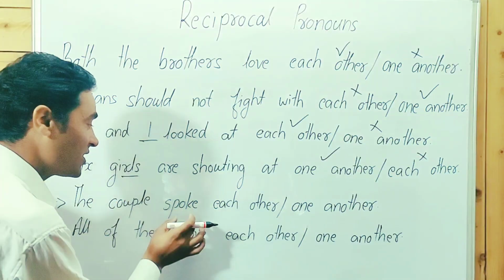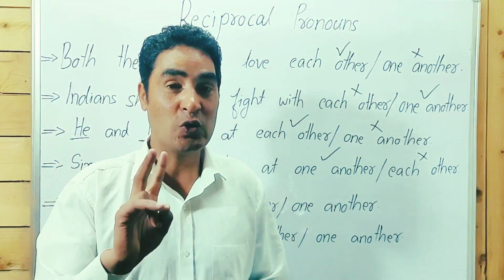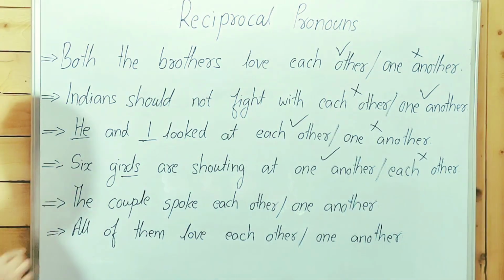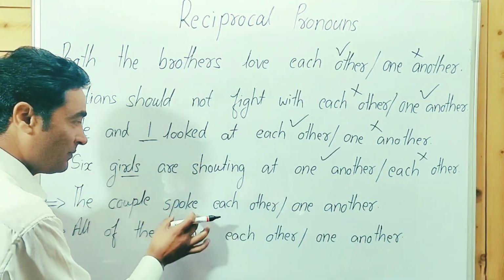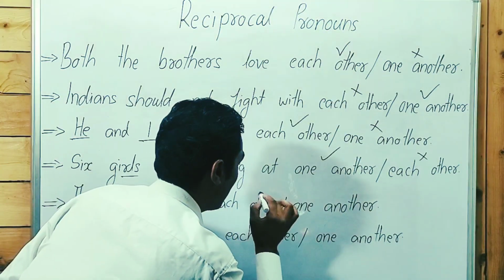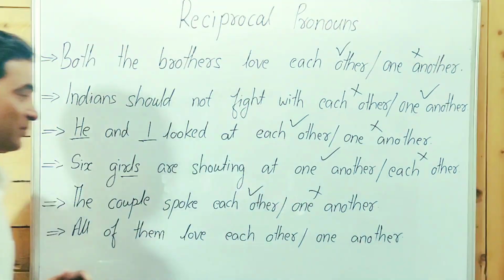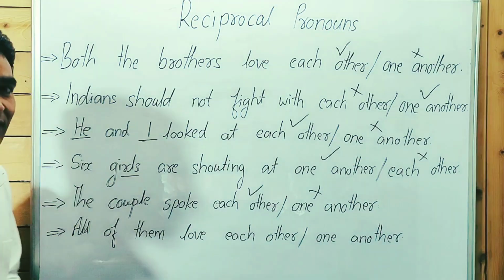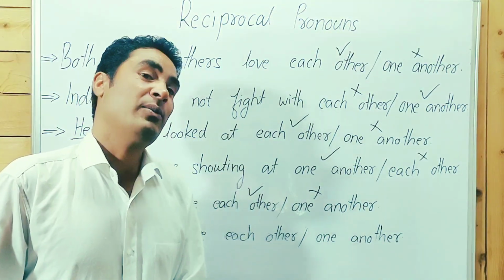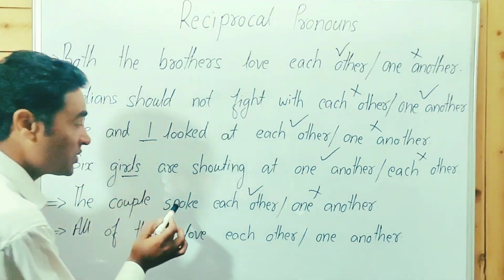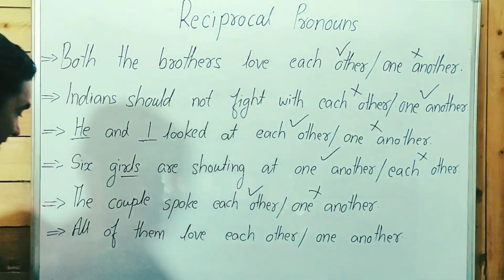The couple spoke each other and one another. Couple means two. Okay, we are talking about a pair, and 2 people. The couple spoke each other. Sorry, yes, each other, not one another. As you know, couple means 2 people, one woman and one man. The couple spoke each other, not one another.